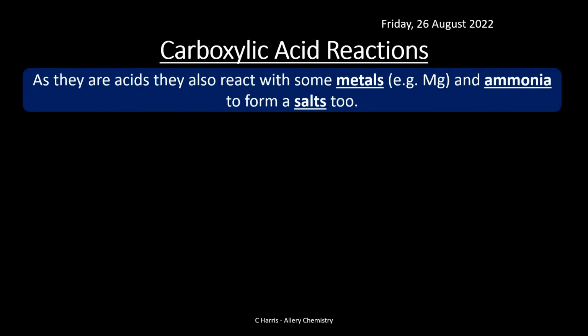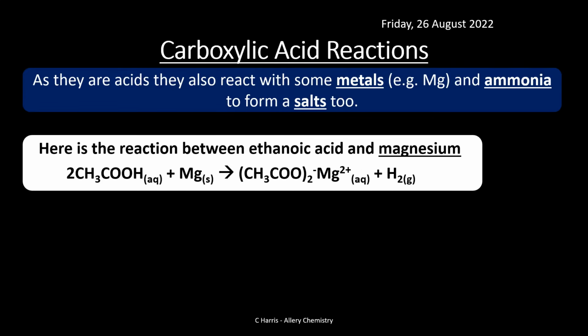Okay, so as they are acids, they also react with some metals. For example, we're going to look at magnesium here, and they will also react with ammonia to form ammonium salts too. So let's have a look. Here's the reaction between ethanoic acid and magnesium. You've got ethanoic acid reacting with magnesium, and you form your salt, this is your salt here, and you form hydrogen gas.